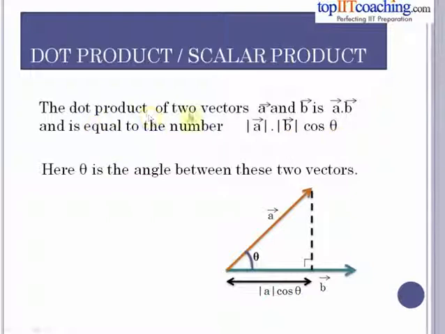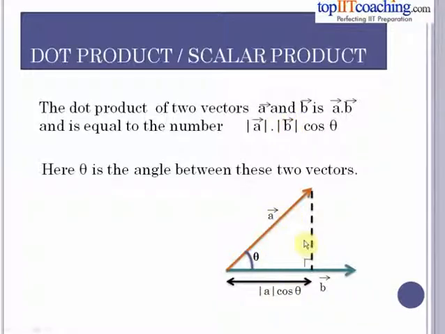Thus the dot product of two vectors a and b is denoted by a dot b and is equal to modulus of a vector into modulus of b vector into cos theta. Here theta is the angle between these two vectors. So if this is any vector a and this is any vector b, and theta is the angle between these two vectors, then a dot b is equal to modulus of a vector into modulus of b vector into cos theta. This is called the magnitude of vector a and this is called the magnitude of vector b.